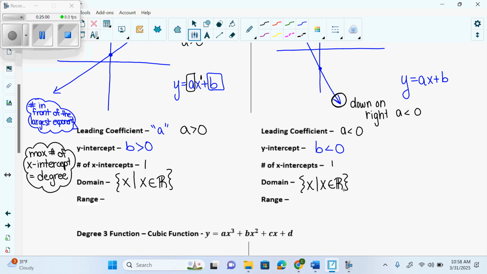Now if a function goes like this one does, it goes up for life and it goes down for life. So what's its range? Y such that y is an element of the reals. If there's no place it stops, it's y such that y is an element of the reals. For both of those.